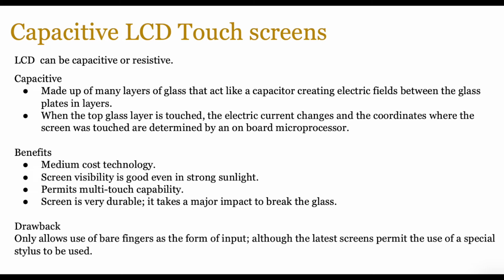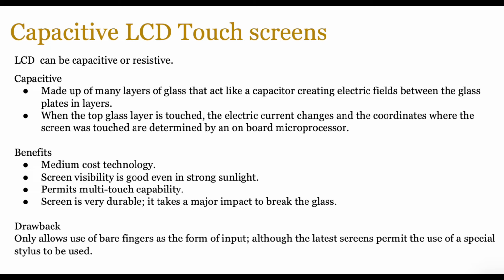So capacitive basically means you make them up of many layers of glass that act like a capacitor, and they end up creating electrical fields between these glass plates. So when the top glass layer is touched, the electric current changes and the coordinates where the screen was touched are determined by an onboard microprocessor.